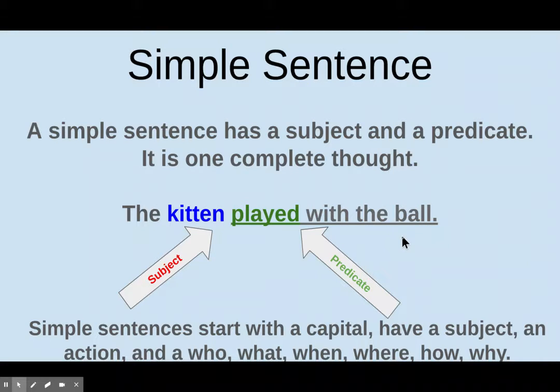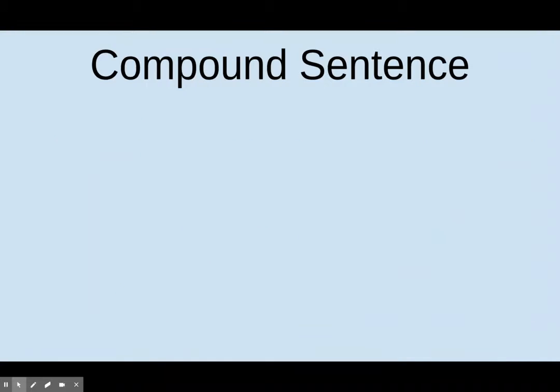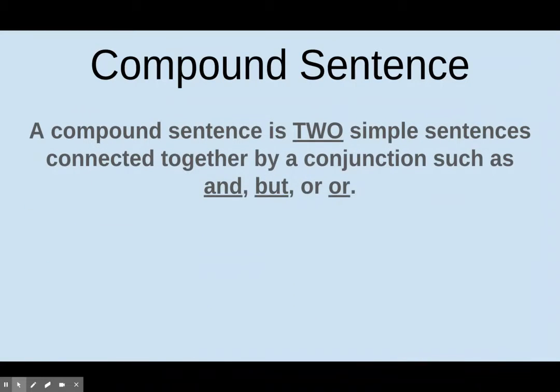And then take a sentence and maybe add an adjective, like the little kitten played with a red ball. That's very, very important to be able to take that simple sentence and turn it into a longer sentence that's more colorful using the adjective, the descriptive words. All right, so the compound sentence is two simple sentences connected together by a conjunction.